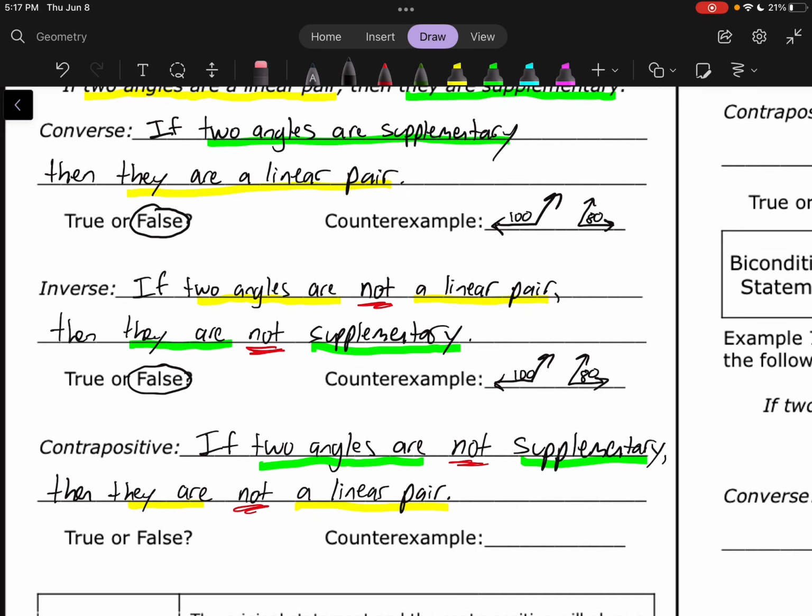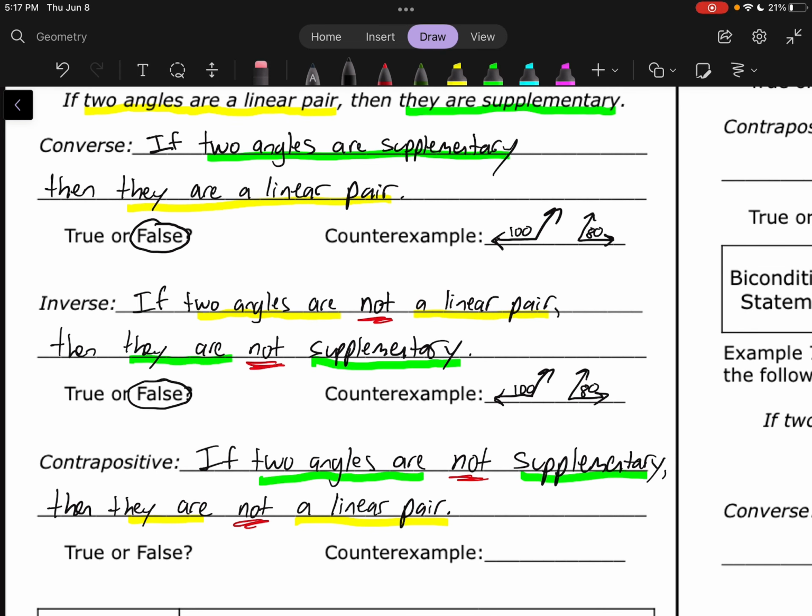And let's see if that's true or false. If two angles are not supplementary, that means that they don't add up to be 180, then they are not a linear pair. That's true. There's no way that two angles can not be supplementary, but also be a linear pair. So there's no way to make that first part true and that last part false.